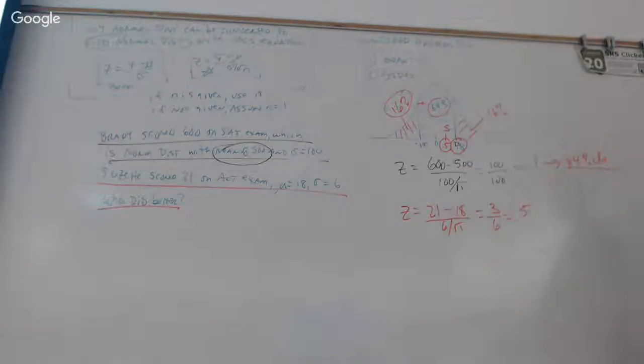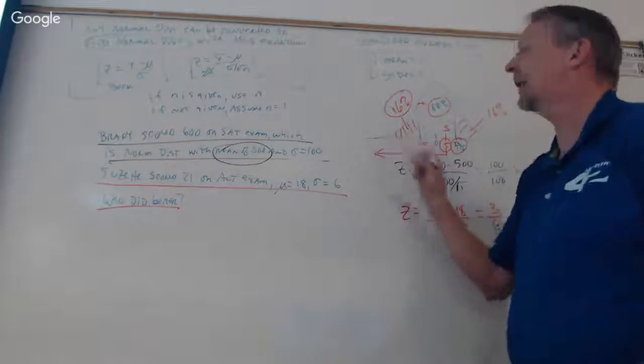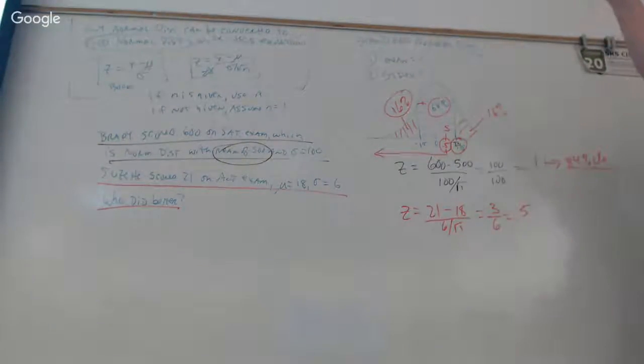Now the problem is Suzette doesn't fit on one of my nice 68, 95, 99 rules, right? And Suzette still wants to know if she did well. So we want to figure out what percent of your data is less than there, and we don't want to do calculus, right? Who wants to do calculus?